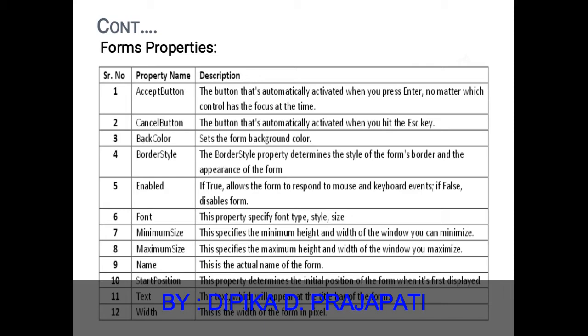Enabled: if true, it allows the form to respond to mouse and keyboard events. If false, then the form is disabled. Then Font: this property specifies font type, style, size, and so on. MinimumSize: this specifies the minimum height and width of the window when you minimize. MaximumSize: this specifies the maximum height and width of the window when you maximize.